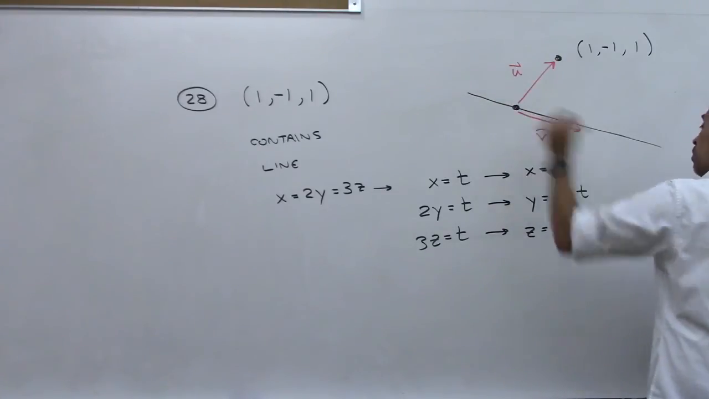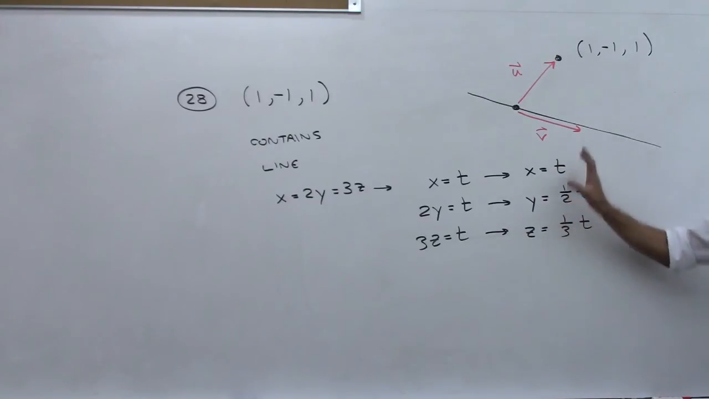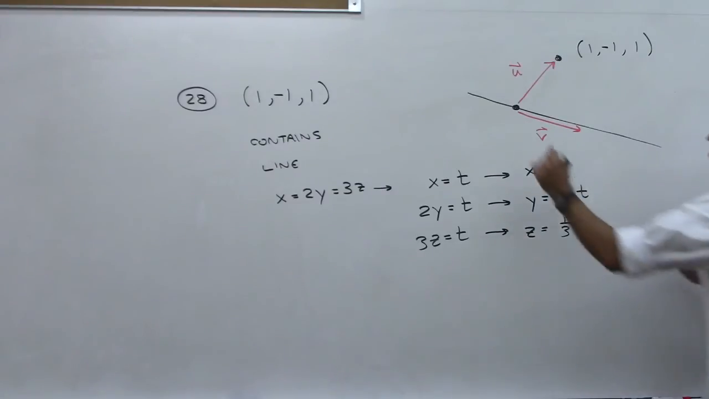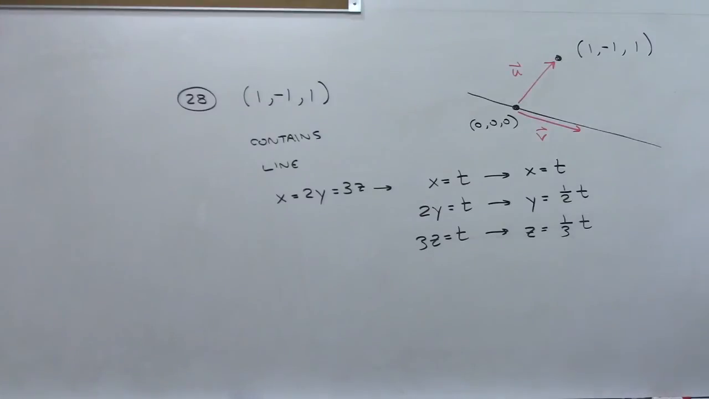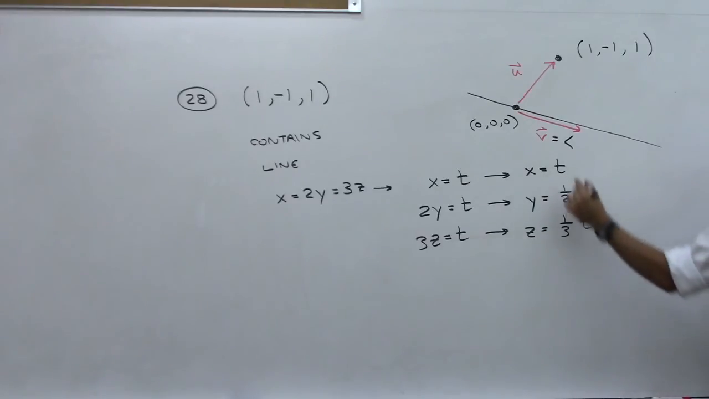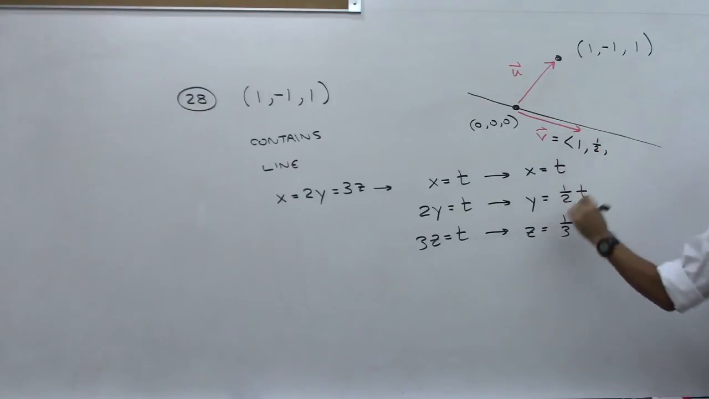I just need to find that point. And the point is any point that lives on this line, so just plug in a value for t. How about 0? That's just 0, 0, 0. Hey, so the origin lives on this right here. And the direction vector v, what's the direction vector of this line? It's the numbers in front of the t, so 1, 1/2, and 1/3.